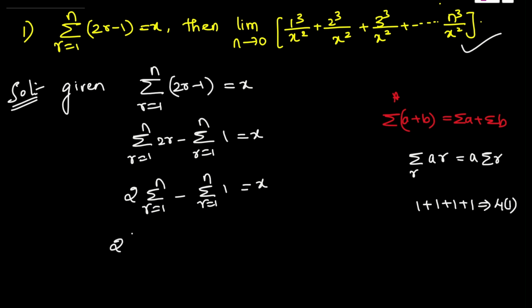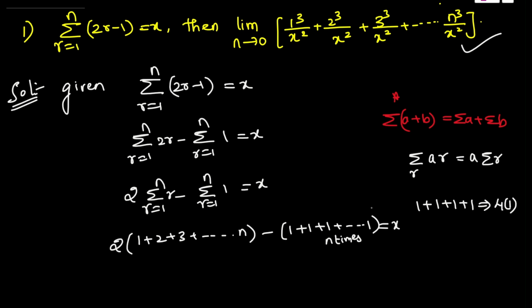Here also, I'll take 1 by 1. So if I take the summation over r, r equals 1 plus 2 plus 3 and so on up to n terms, minus 1 plus 1 plus 1 and so on up to how many times? This is n times. Is it okay? This must be equal to x. Any doubts up to here?